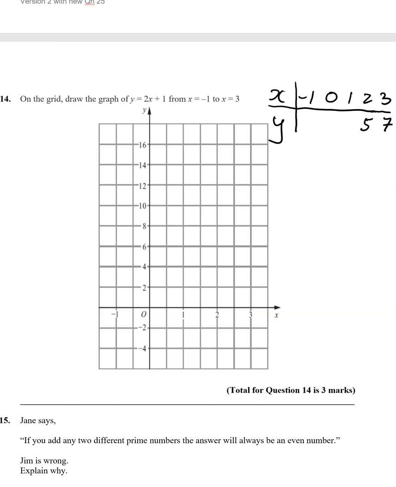Hopefully you can begin to see the pattern. 1 times 2 plus 1 is 3. 2 times 0 plus 1 is 1. And that gives us -1. If you look, you're going down by 2 each time.